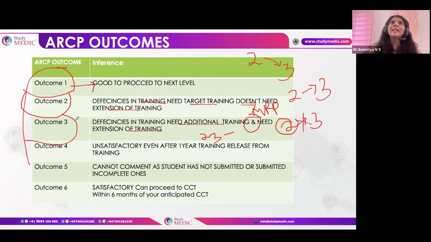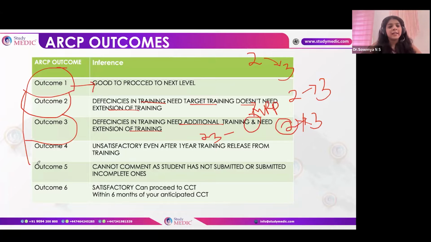Okay, and any repetitive bad behaviors would also lead to outcome 3, because softer skills are considered of much more value than the technical ones. So if something happens once or twice, it's okay, but if it is repeated, they get outcome 3.